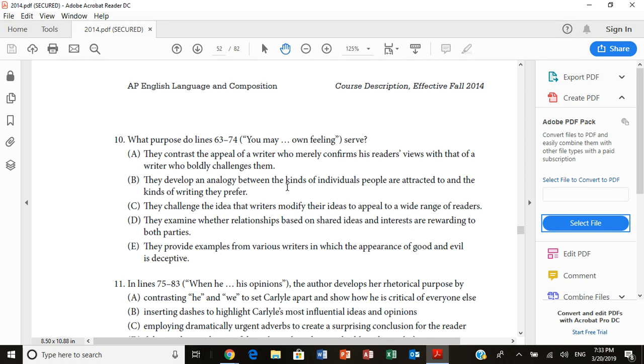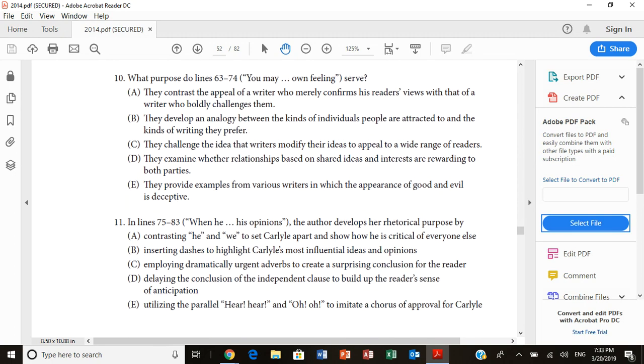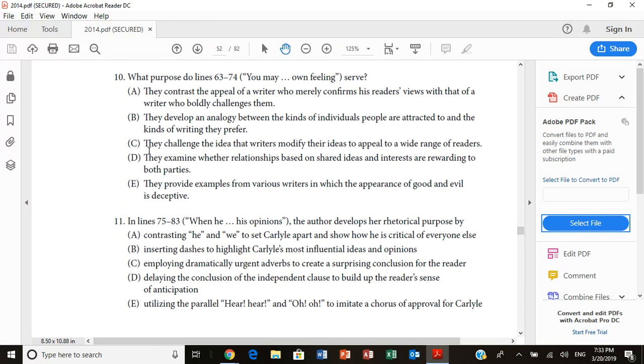Let's see if there are any answers that are better for some reason. They develop an analogy. It's not an analogy, it's a contrast between kinds of individuals people are attracted to and the kinds of writing they prefer. Nope. They challenge the idea that writers modify their ideas to appeal to a wide range of readers. We have no mention of appealing to a wide range of readers. They examine whether relationships based on shared ideas and interests are rewarding to both parties. Nope, that isn't happening. They provide examples from various writers in which the appearance of good and evil is deceptive. Clearly, A is the best answer.